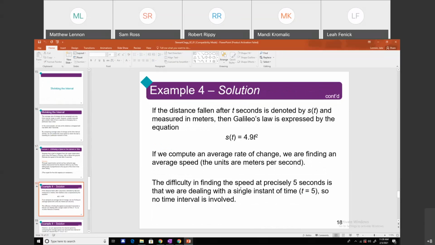Okay, so Galileo's law is expressed by this equation: S of t equals 4.9 times t squared. If we compute the average rate of change, we're finding an average speed. The difficulty in finding the speed at precisely 5 seconds is that we're dealing with a single instant of time. So since you've got a single instant of time, it's hard to do. So what you do normally is you pick some small interval, like 0.01 seconds. So maybe what we would do is use the average rate of change from 4.99 to 5.01, with 0.01 on either side of the interval, and doing that.